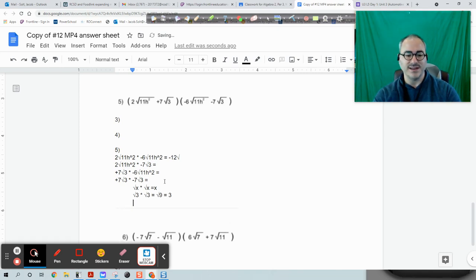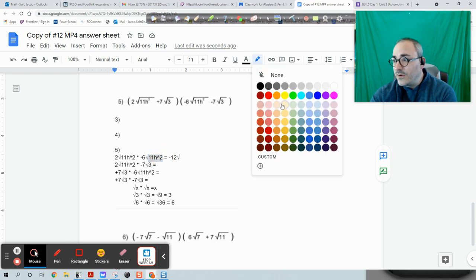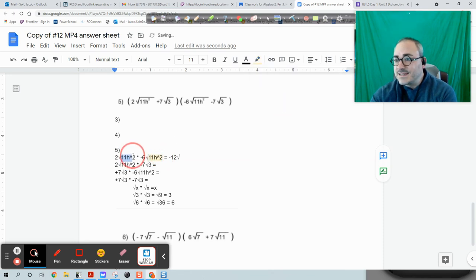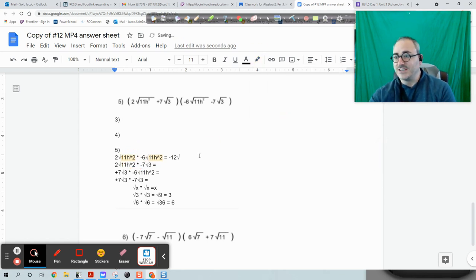Same thing happens with other numbers, right? The square root of 6 times the square root of 6 is going to be equal to the square root of 36, and that's just going to equal 6. So anytime you have the same thing under the radical and you're multiplying it by itself, you just get whatever's inside the radical. So I noticed that this, let me highlight it with yellow, is the same thing as this, which means I don't need to do a whole bunch of messing around. I can just say, wait a minute, that's just going to be equal to the straight up expression of 11h squared.